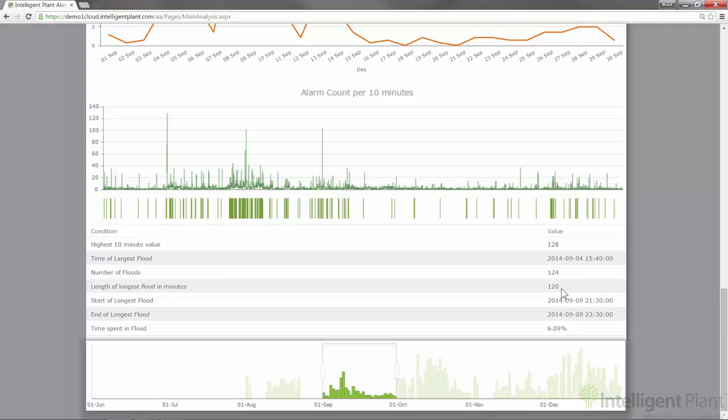The definitions of flood and upset are slightly different. Upset is greater than 10 alarms in 10 minutes. A flood begins when there are greater than 10 alarms per 10 minutes, but does not clear until there is less than 5. This is why the time in flood figure here is 6%, which is different from the 3% upset we saw previously. The definitions are from different standards. Both are calculated so that each user can use the one they desire.